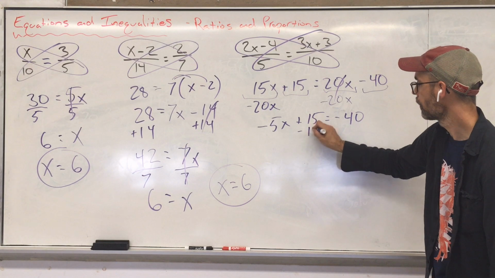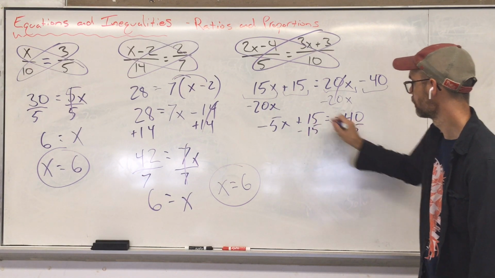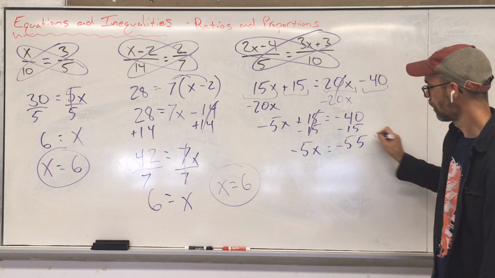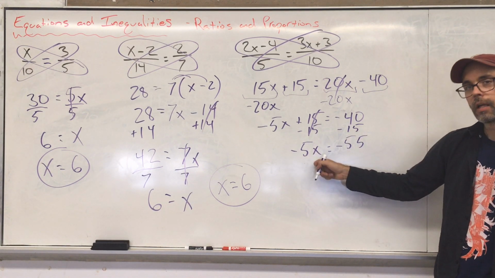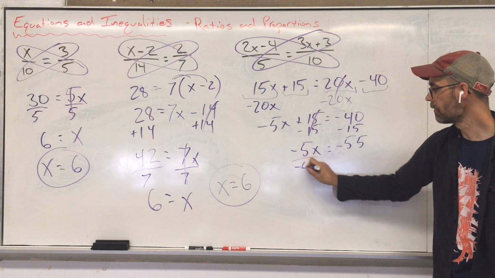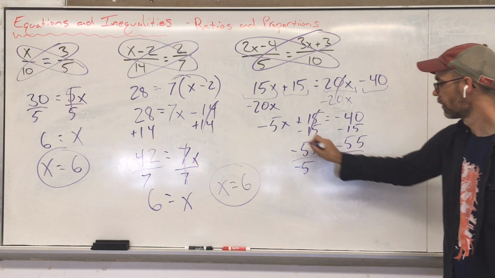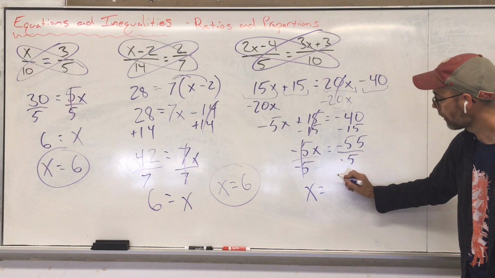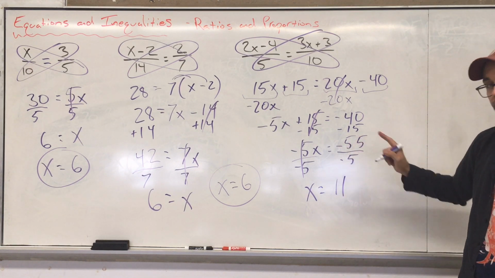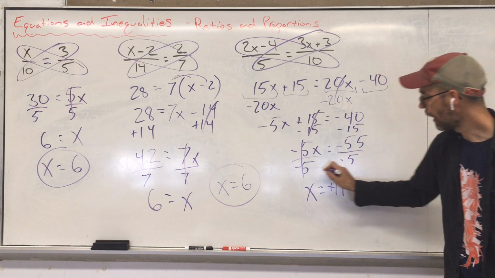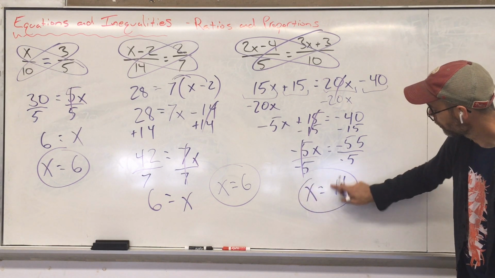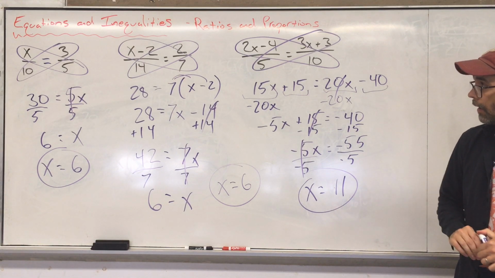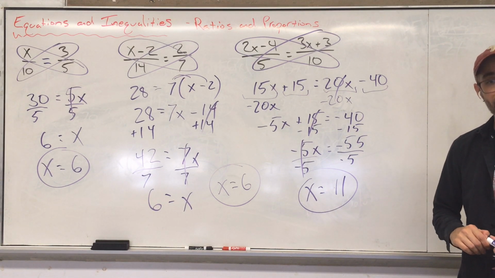Get rid of the 15. We have multiplication. Inverse of multiplication is division. Cancels out. X equals 55 and 5 give us 11. Negative and negative give us positive. And we don't even need to show that. Answer, x equals 11. This is solving an equation with ratios and proportions.